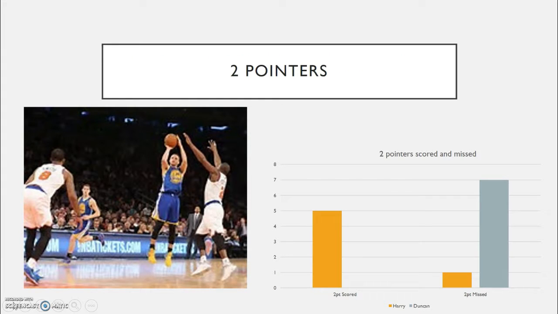Looking in more detail at each performance criteria, for 2-point baskets, you can see from the graph that out of the 6 shots Duncan made, 0 went in. However, for Harry, out of the 7 attempted, 5 went in. This could be for a range of reasons, which we've explored already, but this could be things such as height.